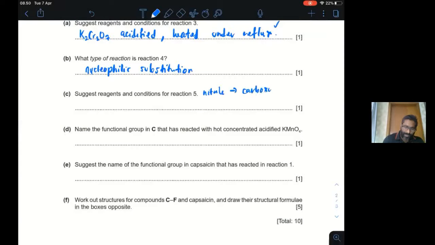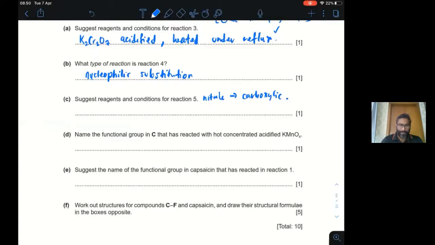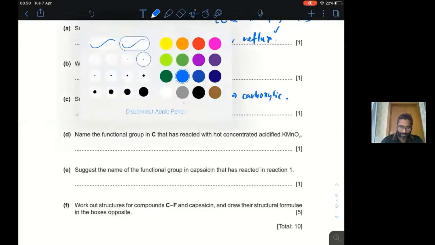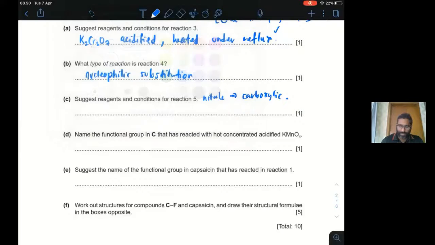So how do you get from nitrile to become carboxylic acid? There's only one way. Maybe I'll just select one person over here. Michelle, are you here already? Not yet. Okay, maybe Nagin, are you here? Richard? Kathleen? Yeah, Kathleen. How do you change nitrile to become carboxylic acid?